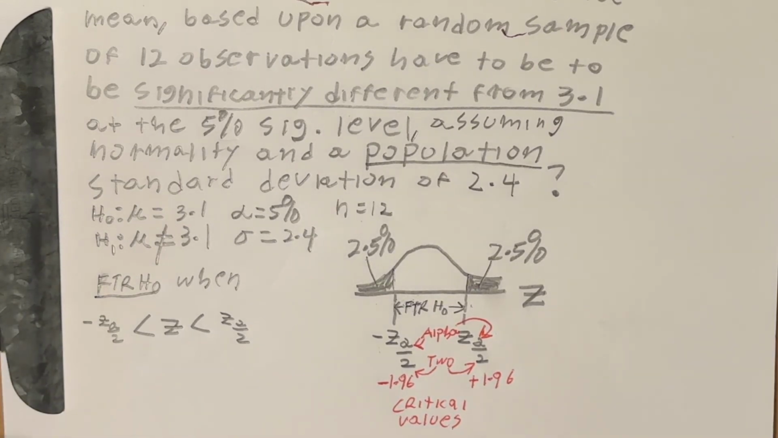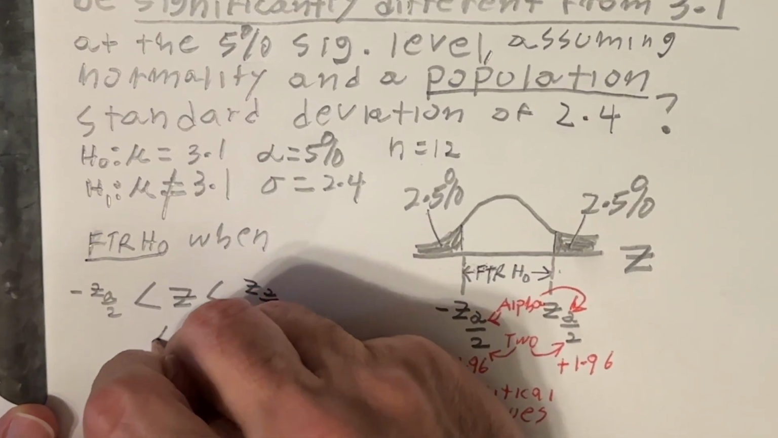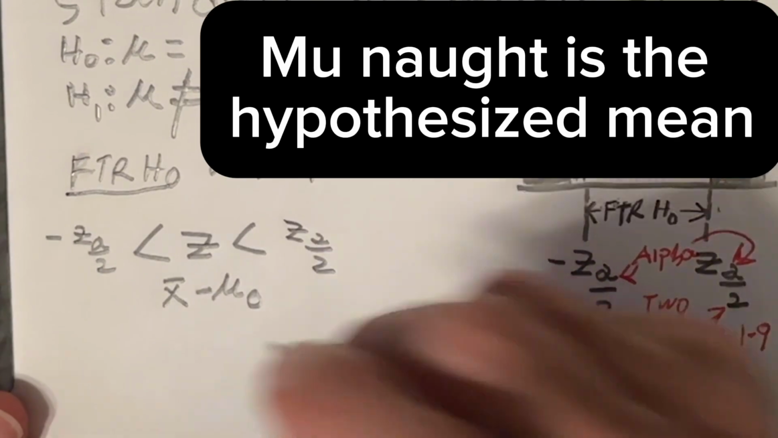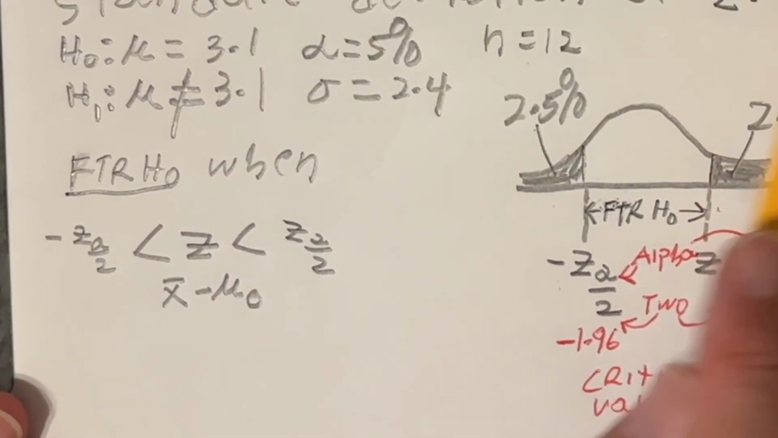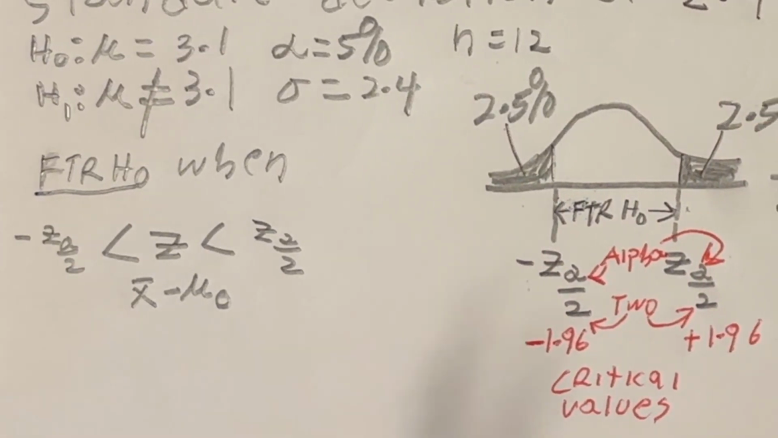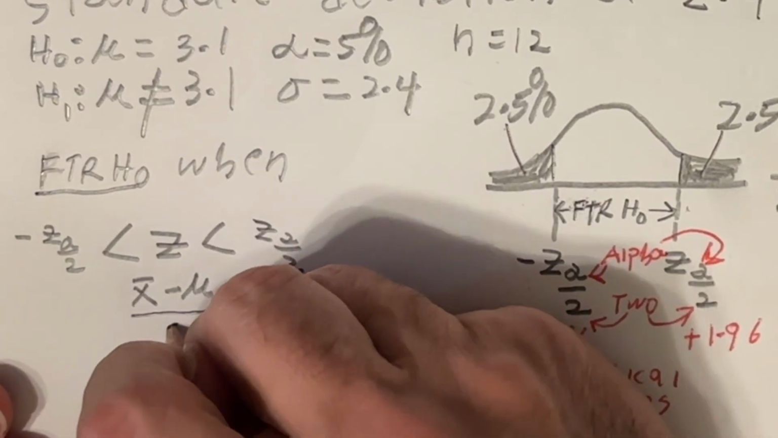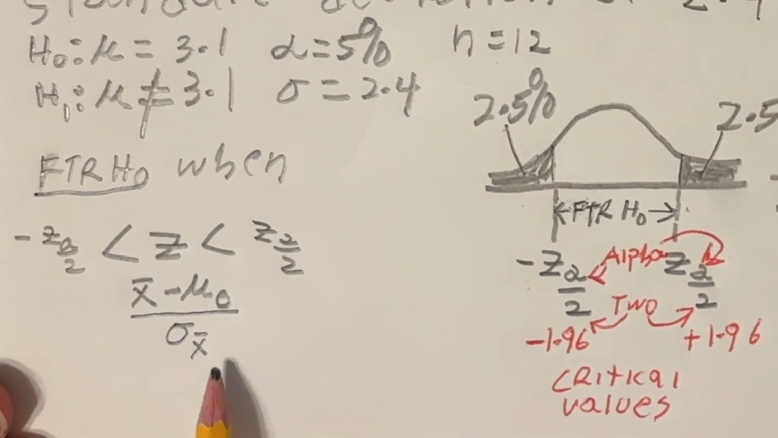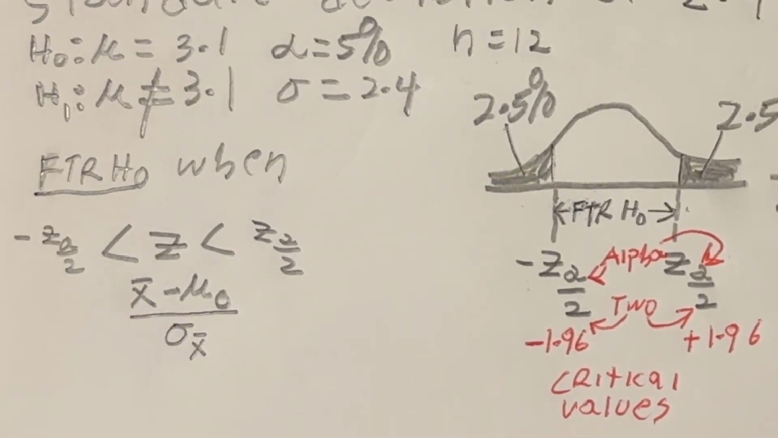Okay, here's the next step. We have a formula for the z-score when we are standardizing a sample mean. This is x bar minus the hypothesized mean, which I'm going to call mu naught, even though we know that the hypothesized mean is 3.1. I don't want to put the number in. I want to just put the symbol in. And we always divide this by the standard error of the mean. This is the standard deviation of this x bar. So this is what the z is, right?